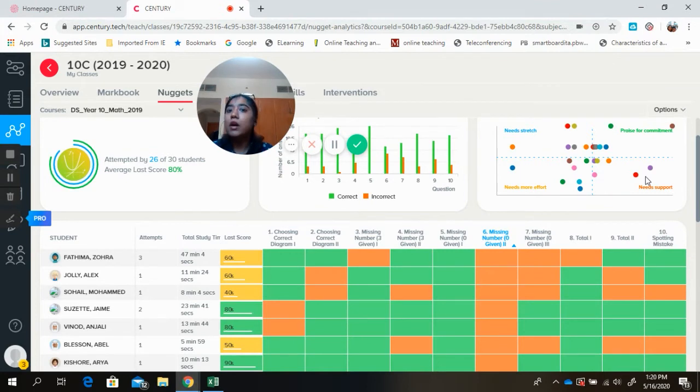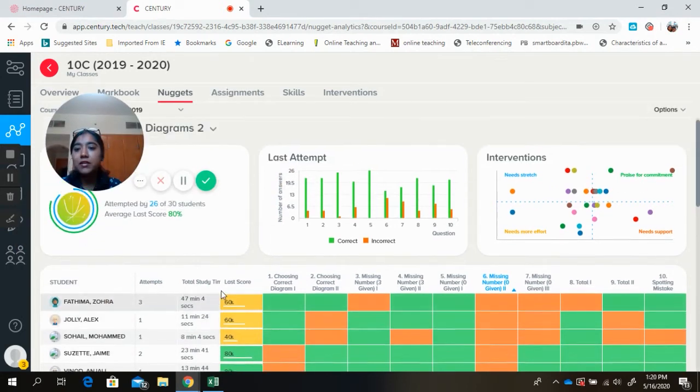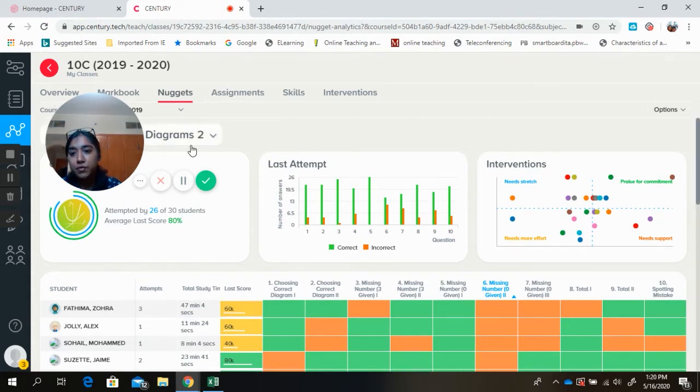Interventions are what you do after this nugget. Interventions can be done after every nugget. Interventions can be done at the course level. The interventions that you see over here are the interventions that show after this particular nugget that we are discussing right now, constructing Venn diagrams too.